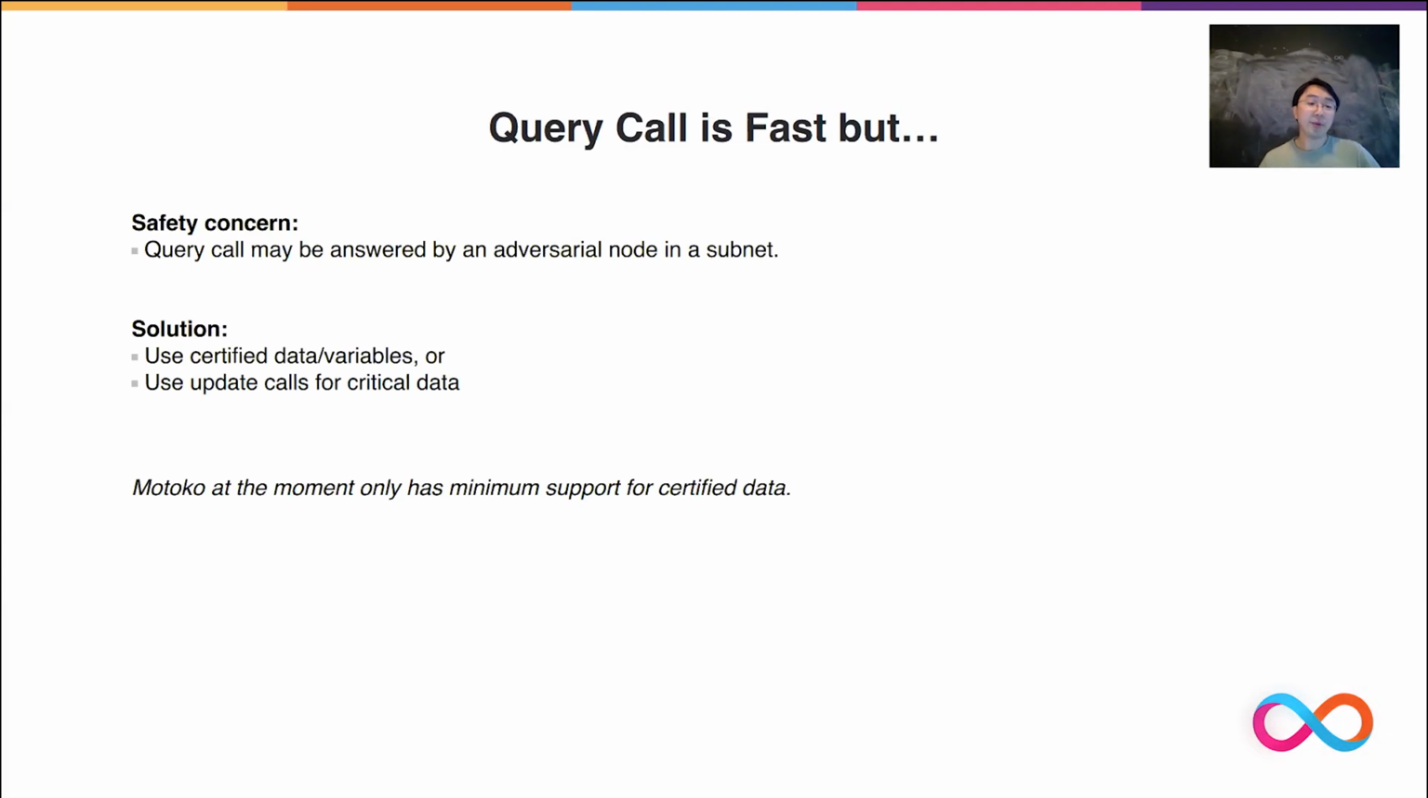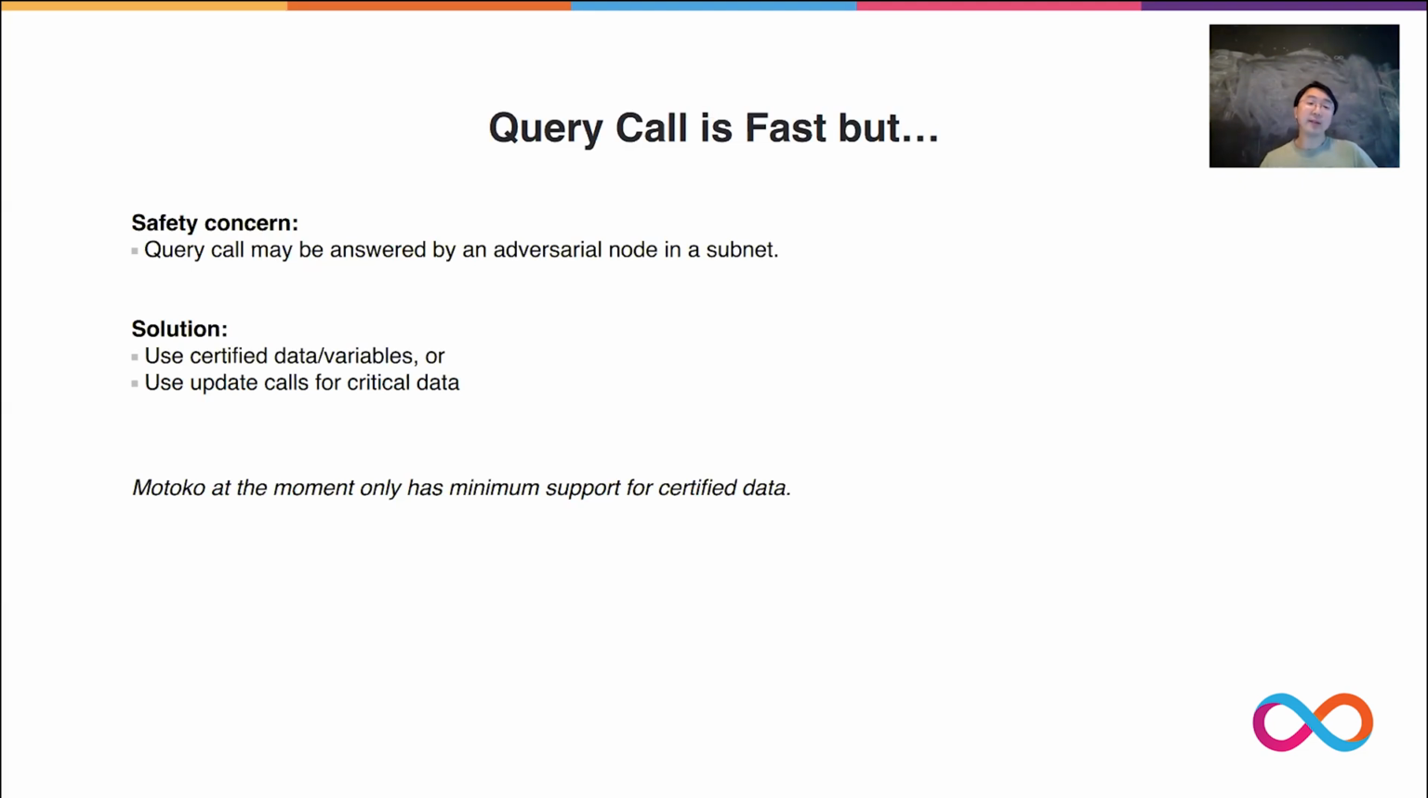The other way is to use certified data or certified variables. At the moment, Motoko only has very limited support. So if you want the best support, you probably have to go with Rust, which has some low-level support for it. In that case, I won't go into this in this talk. But if people are interested, a recent update gave low-level access in the Motoko library to use certified data.